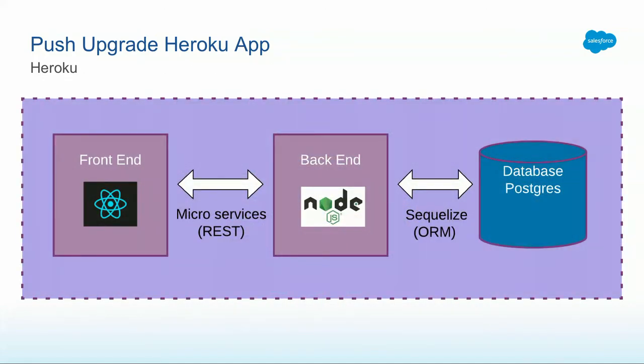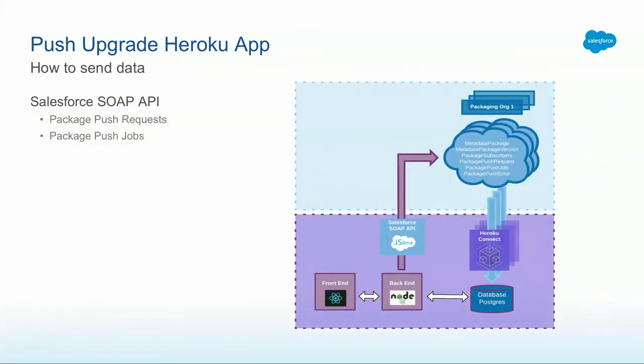Then this database is used by our backend, which is built in Node, as I said, and our frontend is consuming a set of microservices offered by the backend. I would also like to mention, by the way, that the communication between our backend and our Postgres database is through Sequelize, which is an ORM that makes the handling of the data very easy. And this is the way we retrieve the data from Salesforce to our application.